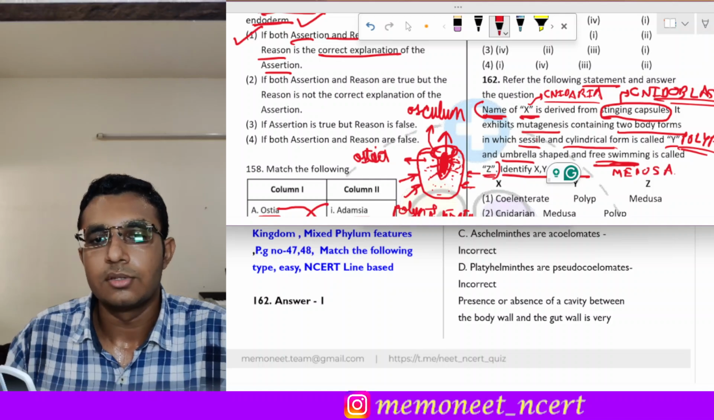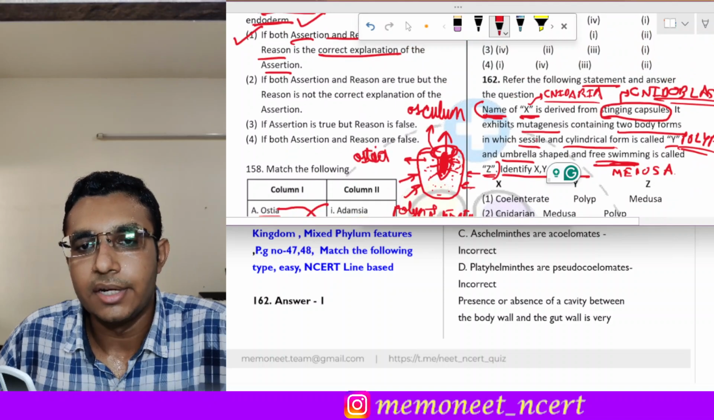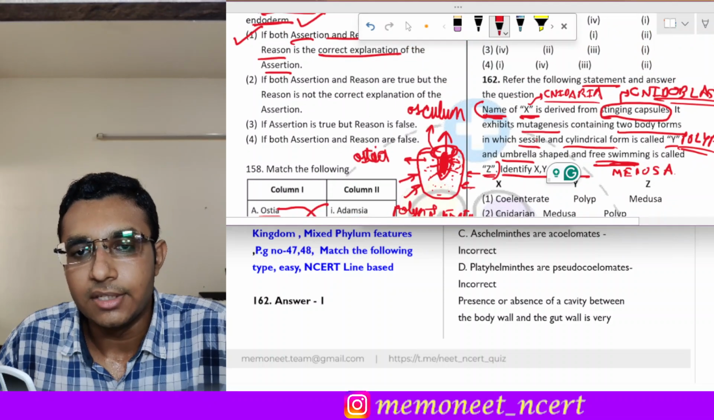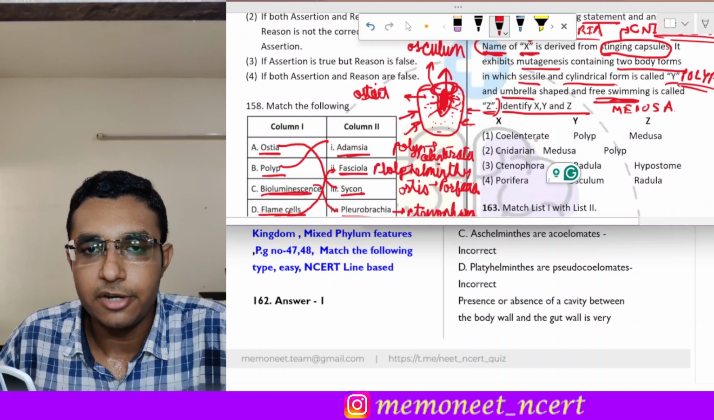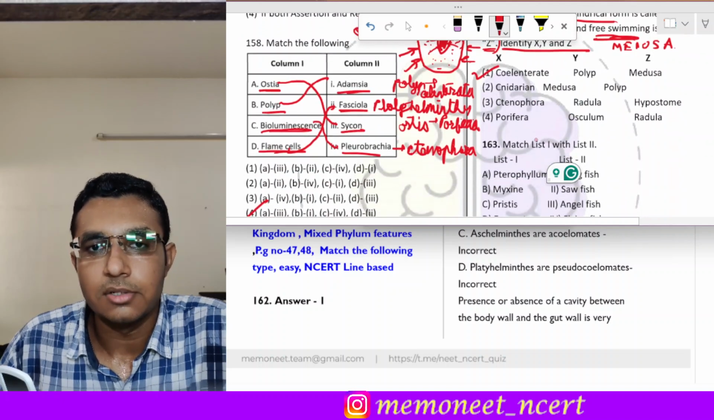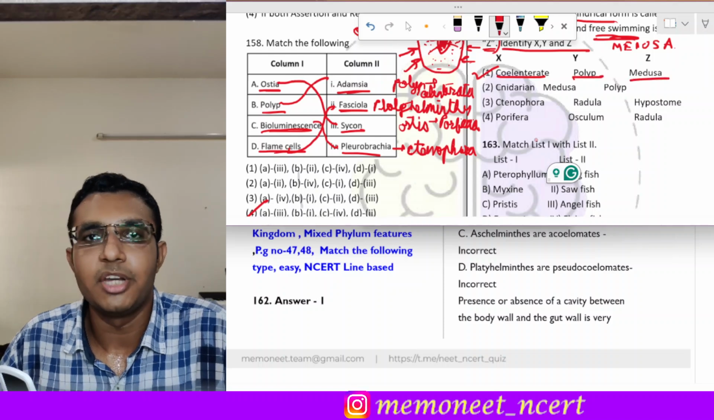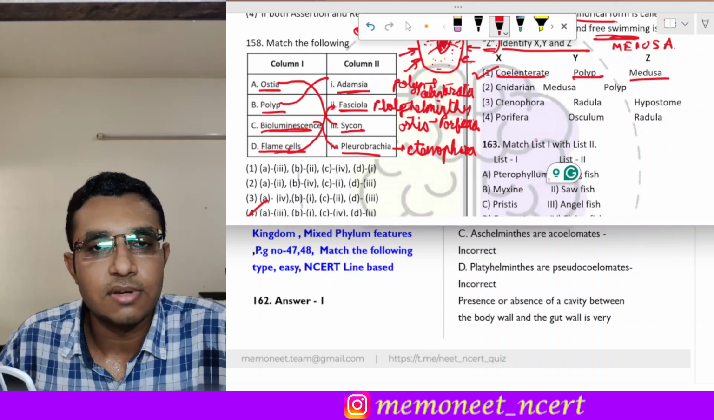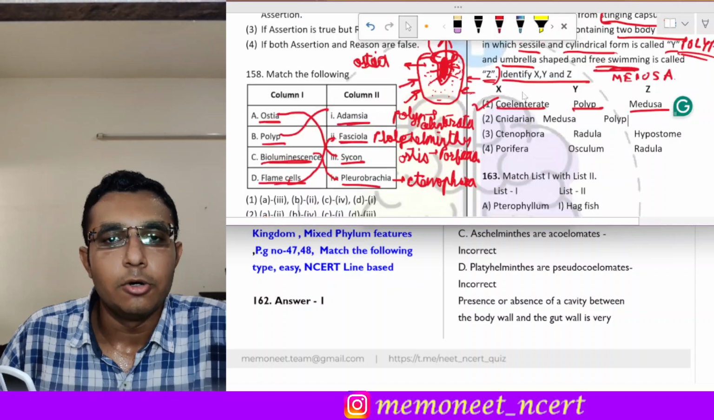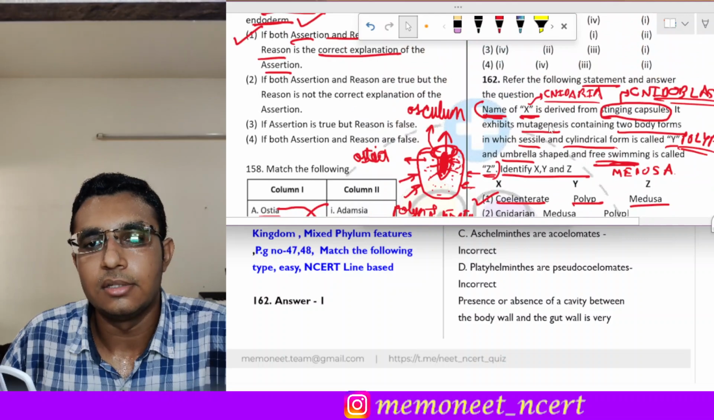Okay, so which is the correct identification? So X is Coelenterata or Nidaria, Y is polyp, and Z is medusa. It is option 1. So X is Coelenterate, Y is polyp, and Z is medusa. So the correct answer of this question is option 1. I hope you are clear with this question and you were able to identify correctly these terms.